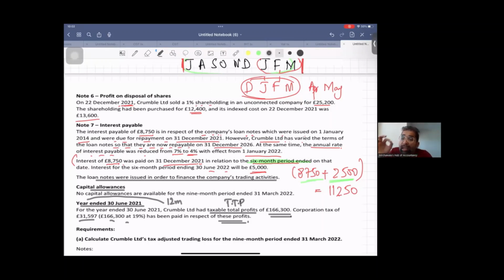And you know, in companies, you must follow this order. Do current year total profit first and then go 12 months back. Remember this. Current year total profits first and then 12 months back. This relief, we have to talk about it. Okay.